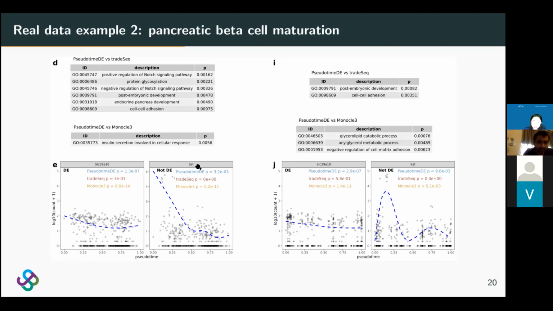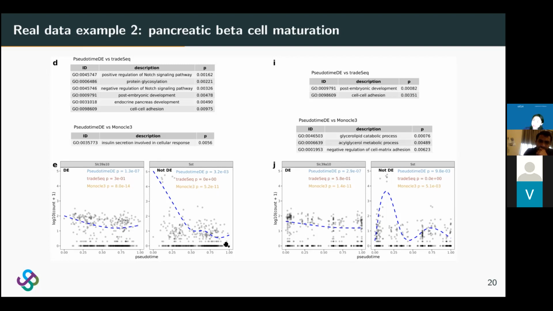Okay, this is another gene, very interesting. So SST, it should not be called DE, but if we ignore the pseudotime inference uncertainty, both TradeSeq and Monocle 3 give a very small p-value, 0 or 10 to the negative 11. The reason is because of those cells. So those cells right here, they are early in pseudotime and they drive the trend.